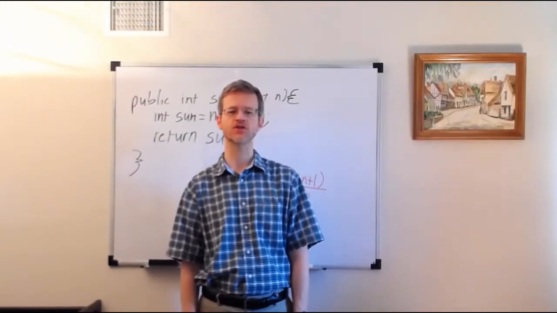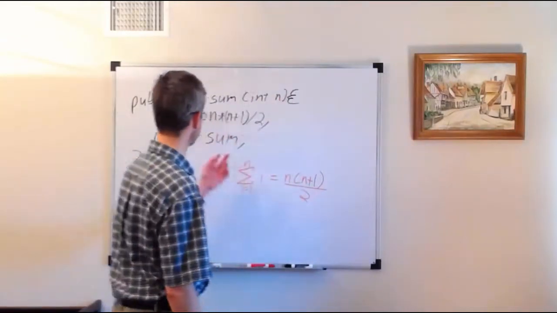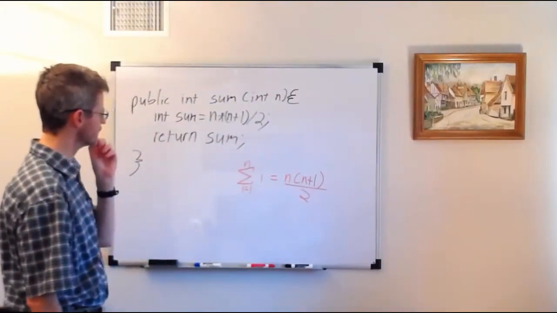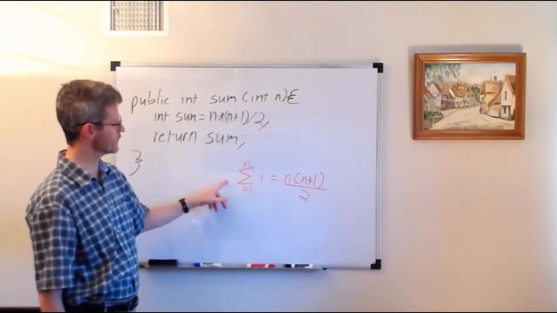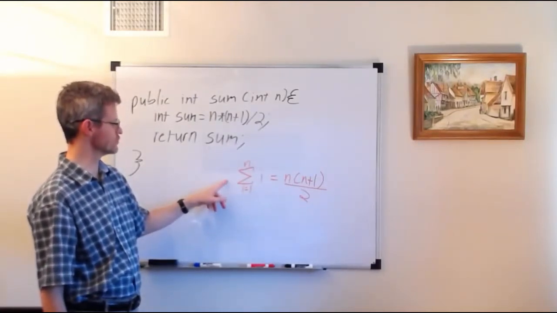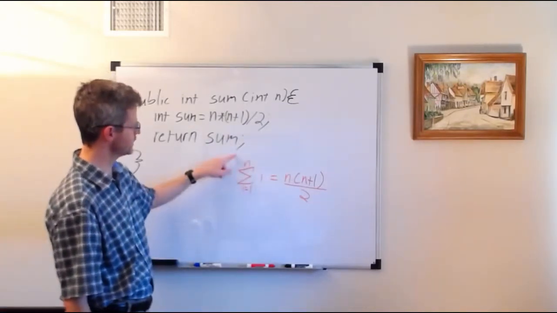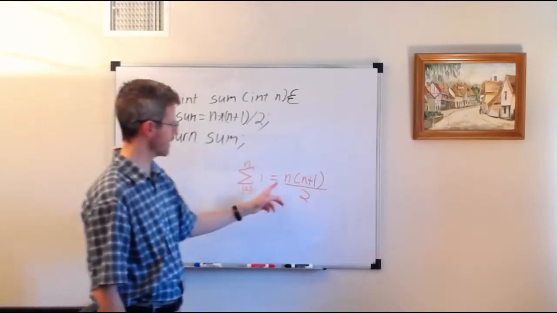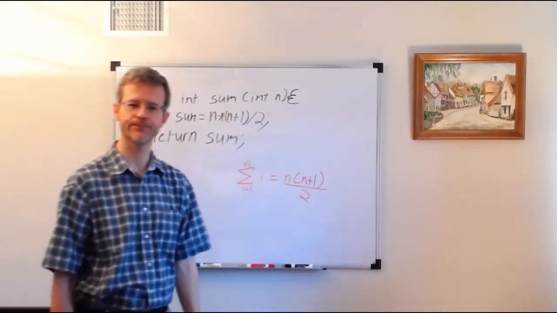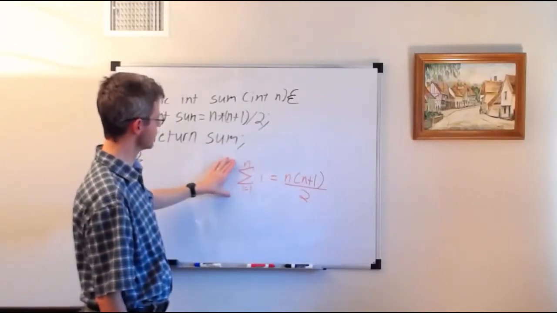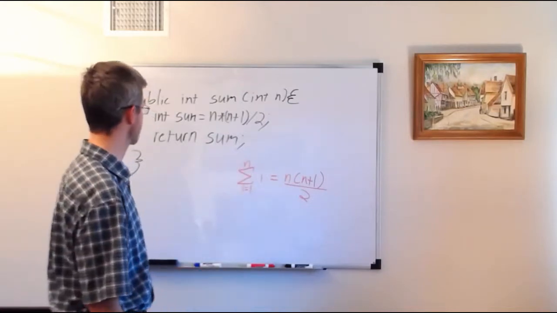This is another function that computes the sum of the numbers from 1 to n. The code for this function is a little different because it relies on the formula for summing the integers from 1 to n, which says that you can get the sum of the integers from 1 through n by multiplying n times n plus 1 and dividing by 2.